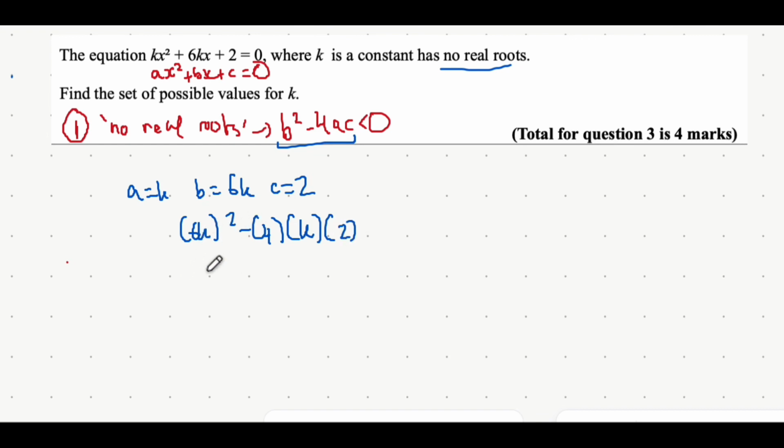6k squared, well, 6 squared is 36. k squared is just k squared. By the way, you set this as less than 0, like I wrote here. 4k times 2 is 8k, so minus 8k, all is less than 0.